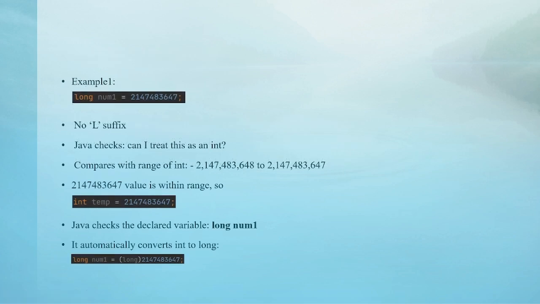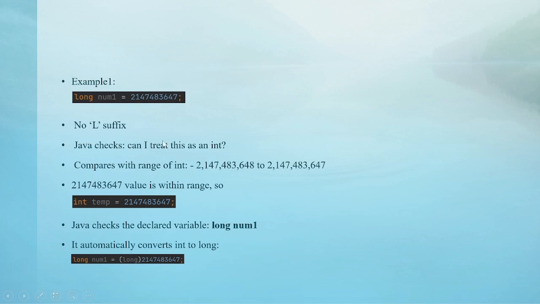So let us understand with examples. Example number 1: if Java wants to treat a value as a long, we should add a suffix L to the value. Here in example number 1, I have not added the suffix L. See, no suffix L is present.